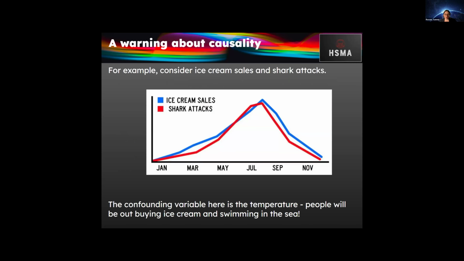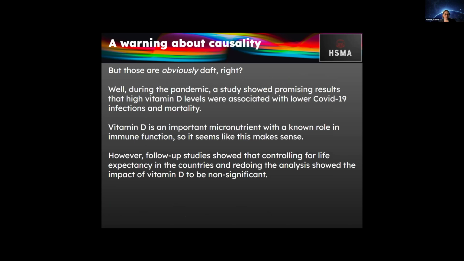So ice cream sales and shark attacks, another one, the confounding variable here. It's not that the ice cream sales are driving the shark attacks. It's not that the sharks are attracted to the ice cream. The confounding variable here is the temperature. People will be out buying ice cream and swimming in the sea. You know, there's something else going on in between that is linking these two things.